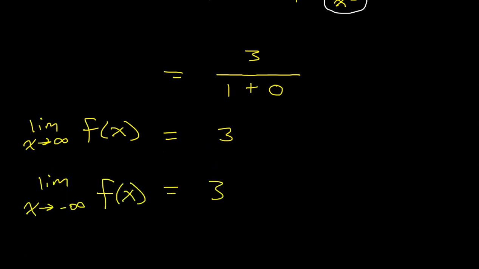Please be careful. This is not always the case. Some functions have two different horizontal asymptotes. And for some functions, the limit as x approaches positive infinity is different from the limit as x approaches negative infinity.